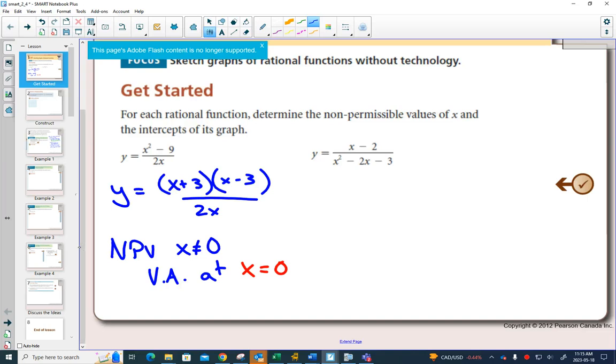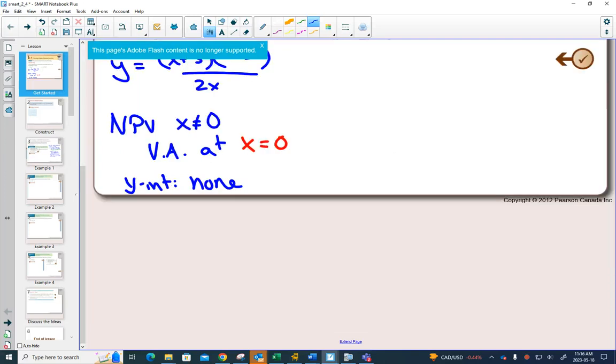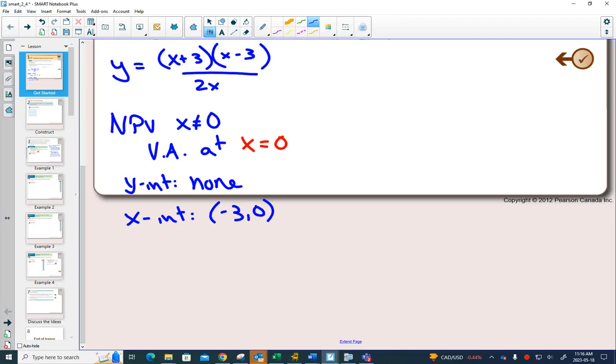The question asks for your y-intercepts and x-intercepts. Well, for a y-intercept, you're going to have none. Why? Because you can't plug in x equals 0 if it's a non-permissible value. So there's going to be no y-intercepts. But our x-intercepts are easy to find since we have the top factored already. When you plug in 0 for y, the only place a fraction is equal to 0 is if its numerator is equal to 0. So that's at (-3, 0) and at (3, 0).